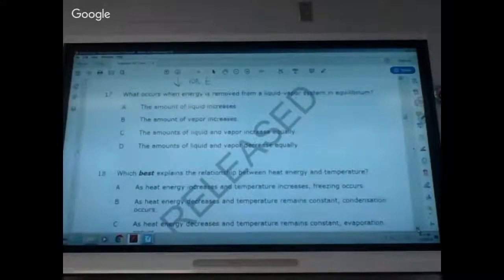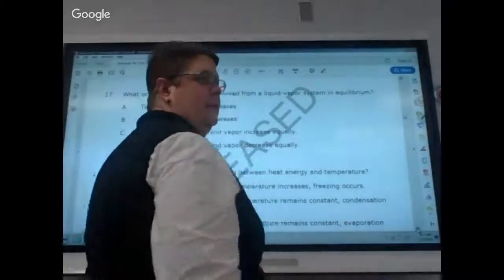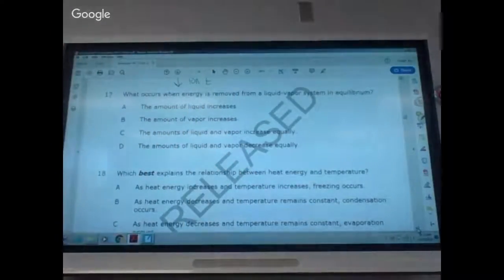All right. What occurs when energy is removed from the liquid vapor system? This was your question from yesterday. You want me to tell you the answer? I said A. Y'all agree with her? Because, I mean, it's maybe wrong, but I said, like when there's more energy, it makes it evaporate more. So when you take away the energy, it can't evaporate, it starts to condense more.